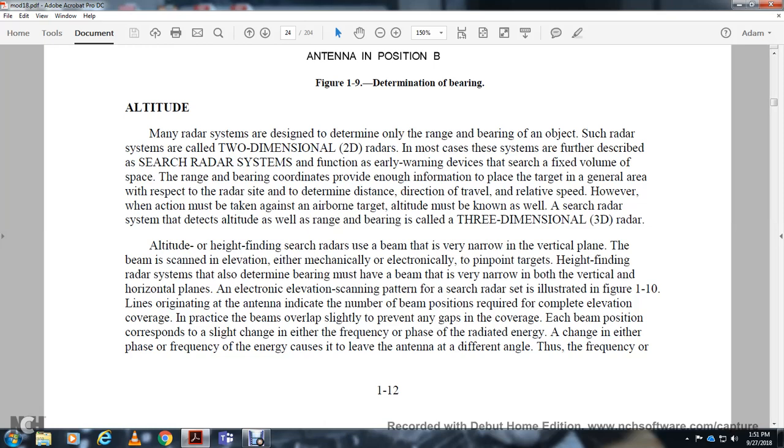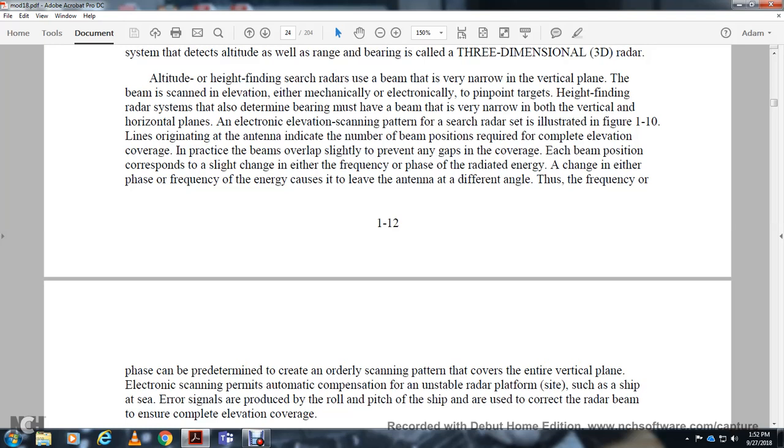The electronic elevation scanning pattern of the search radar is illustrated in Figure 1.10. Lines originating from the antenna indicate the number of beam positions required for complete elevation coverage. In practice, the beams overlap slightly to prevent any gap within the coverage. Each beam position corresponds to a slight change in either the frequency or the phase of the radiated energy, which changes the angle of the beam, creating an orderly scanning pattern that covers the entire vertical plane.